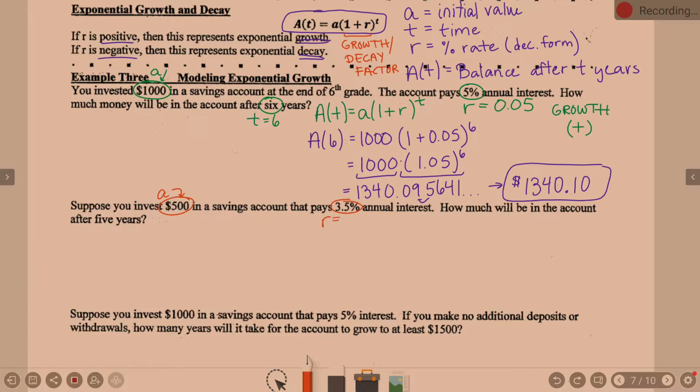When I move that decimal 3 left, you move it past the 3. I just said that wrong, didn't I? When you move the decimal 2 left, you move it past the 3 and past the 0. So it is 0.035. How much will be in the account after 5 years? So that means the T is 5. We invested money. It's paying us interest. So again, this is a growth example.